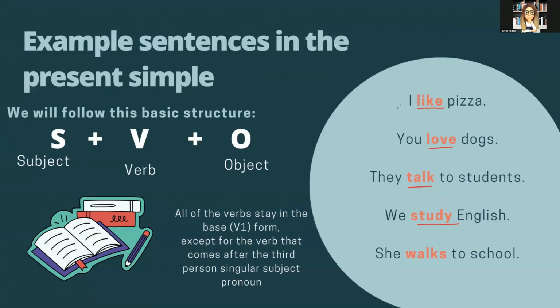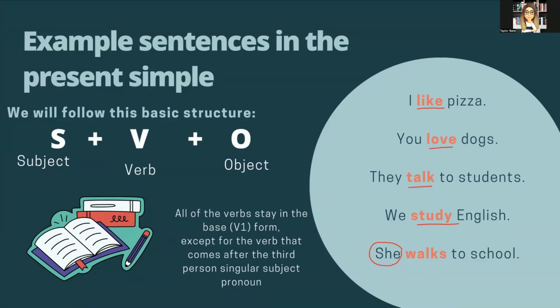And why? Because does this say he, she, it? No, it says I. So then we really don't have to change anything. You, not he, she, it, says you, so we don't change anything. They, well, it's not he, she, or it, it's they, so we don't change anything. We, the same thing. It's not third person singular, so we do not change this. She, is she third person singular? Yes. She is the subject pronoun showing that the sentence is in third person singular.